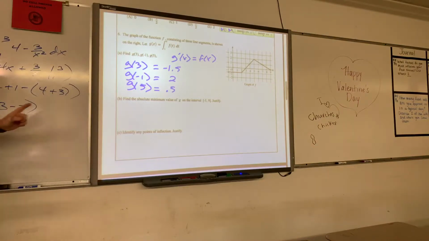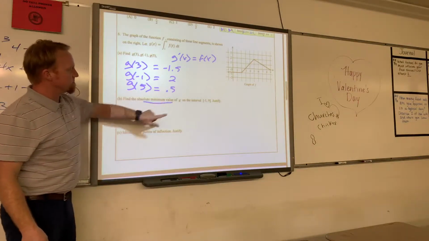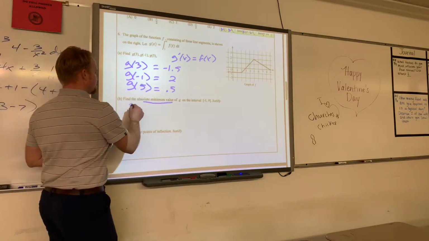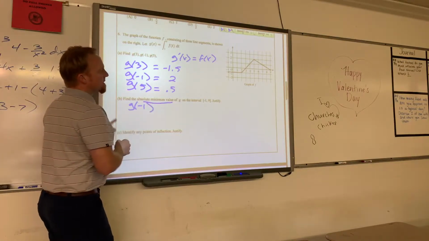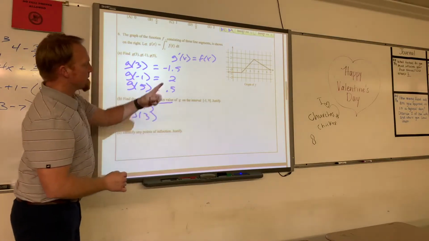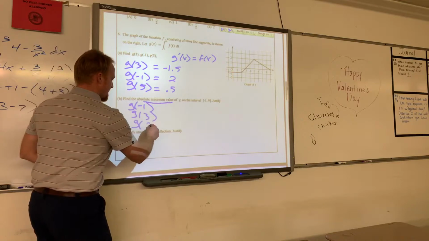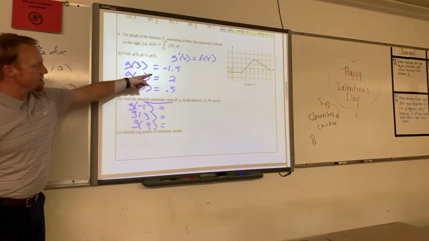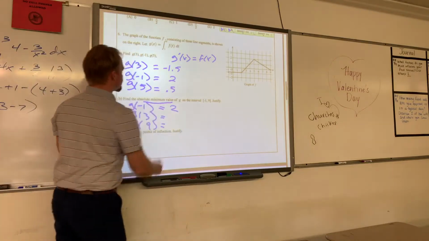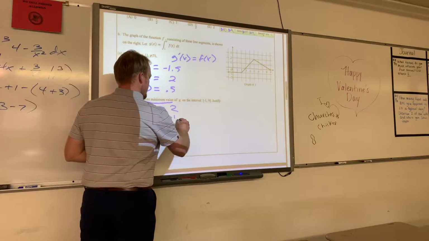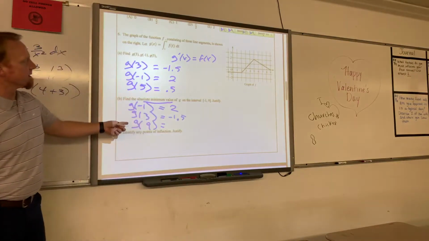Alright, absolute minimum. We want to look at the endpoints and the critical points. So endpoint -1, critical point is 3, endpoint is 9. So I've just got 3 things to look at here. g of -1 we already said was 2. g of 3 we already said was -1.5. So I need to figure out what 9 is.